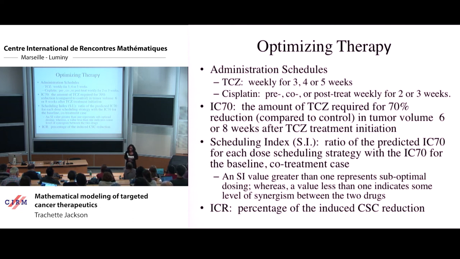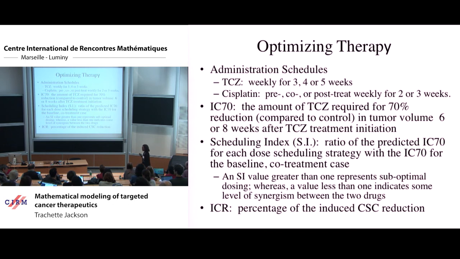We're going to look at something called the scheduling index, and that is the ratio of this predicted IC70 for each dosing schedule. So we're changing the ordering and timing of the schedules. We're going to get an IC70, and compute a ratio of that new IC70 with the baseline case, which is how they want to give the drug, which is co-treatment. So that's going to produce a ratio, a number. If the value is greater than 1, it's suboptimal dosing. I'm giving more drug than I did in the control case. And if it's less than 1, I'm giving less drug, so there's some kind of synergism happening between the two drugs. And the final metric we're going to use to determine whether our schedules are working as they should is the stem cell reduction.